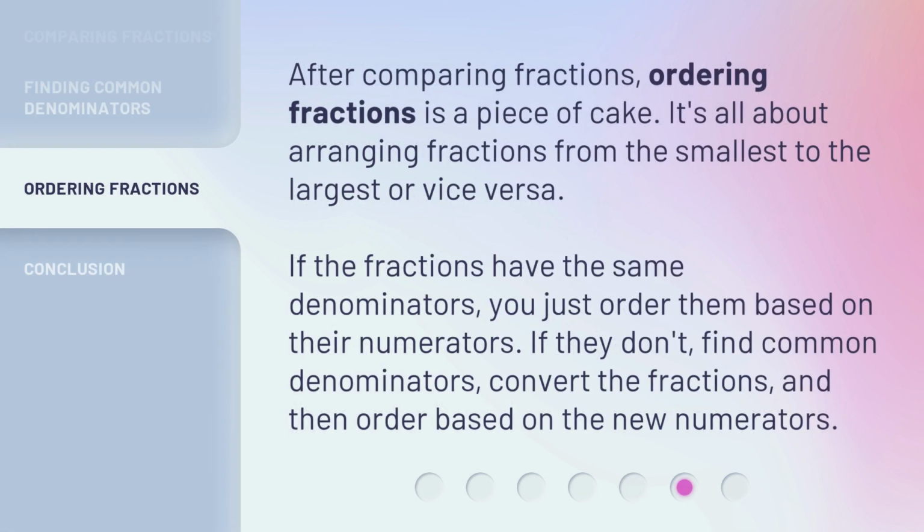After comparing fractions, ordering fractions is a piece of cake. It's all about arranging fractions from the smallest to the largest or vice versa. If the fractions have the same denominators, you just order them based on their numerators. If they don't, find common denominators, convert the fractions, and then order based on the new numerators.